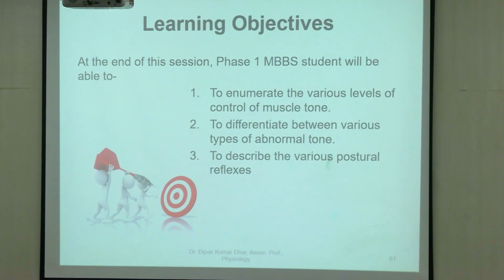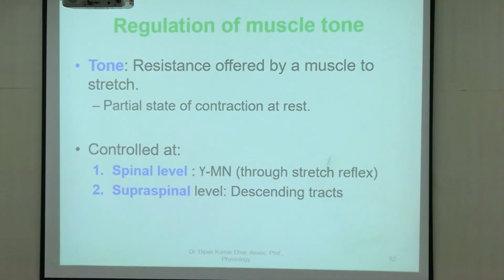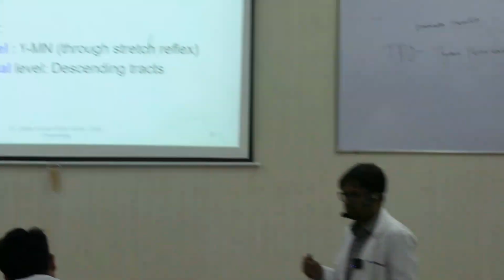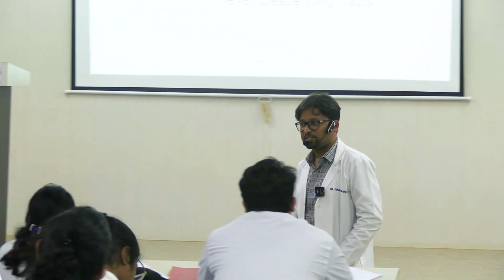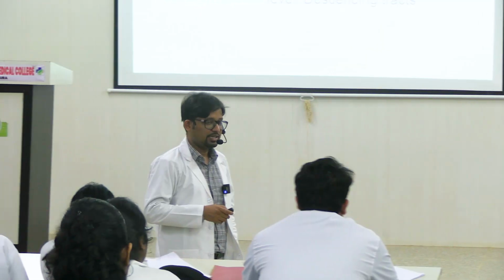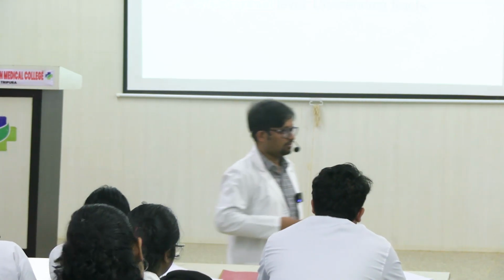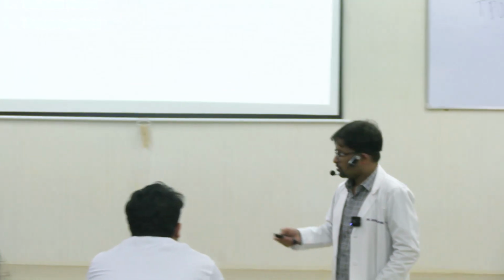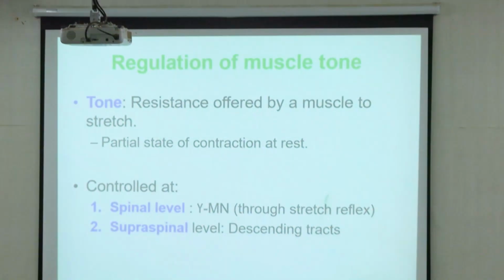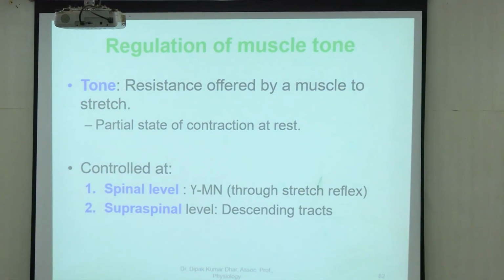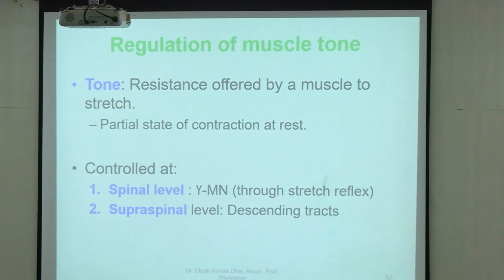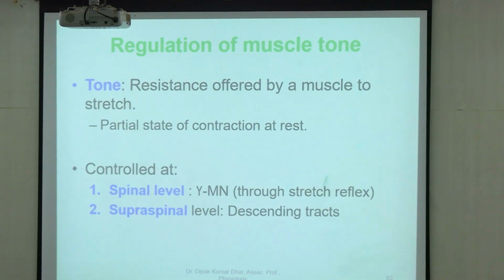Now today we'll talk about the various levels of control of muscle tone, differentiating the various forms of abnormal muscle tone, and postural reflexes, right? So these things I am reinforcing in each class, because these are important concepts. Tone is defined as the resistance of a muscle to passive stretch, and tone is mediated by the gamma motor neurons, the stretch reflex. So control of tone is one at the level of the spinal cord, the reflex arc itself. The second, there are different descending tracts which influence tone.